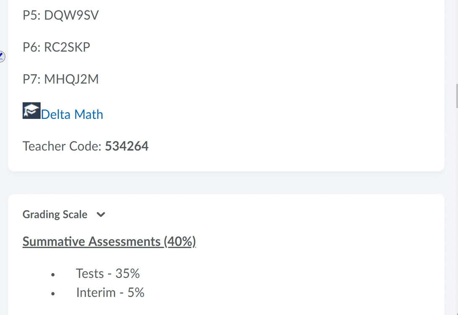So click Delta Math. Then go to create account, student, and put that code. And then for the rest of it, put your email address and your other information.